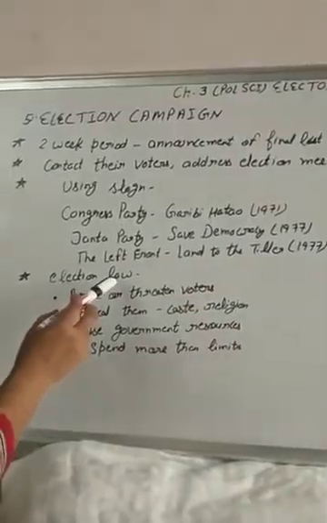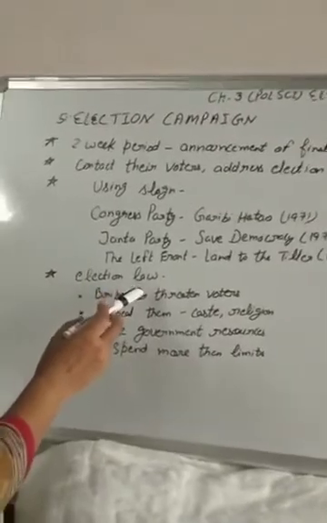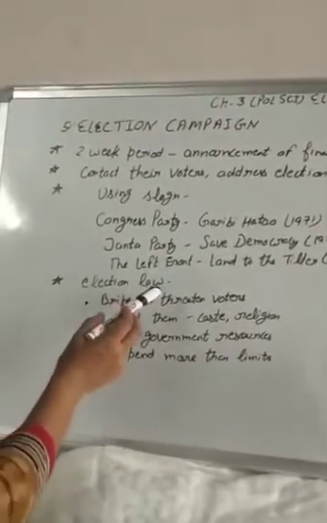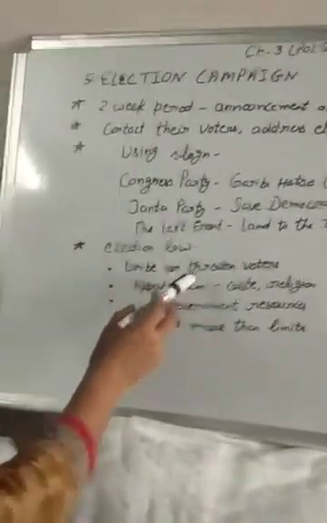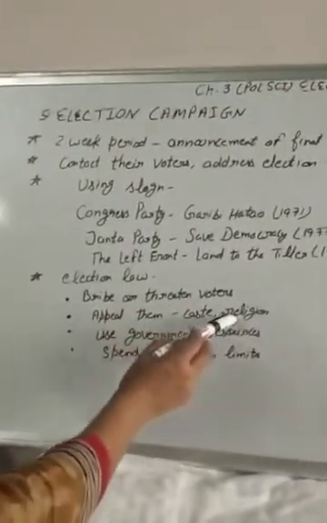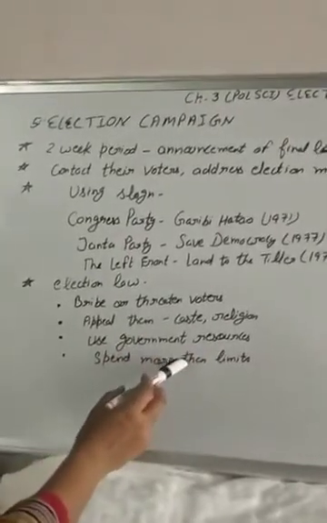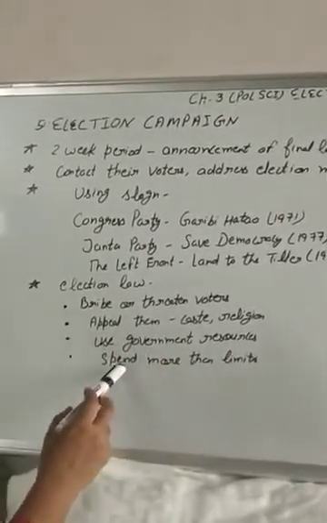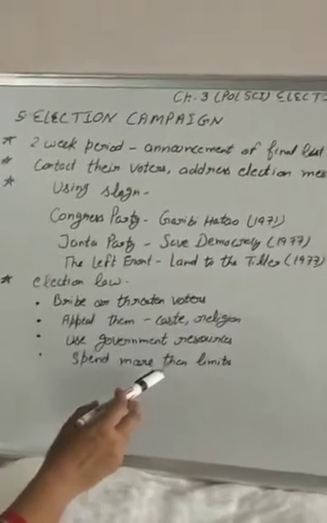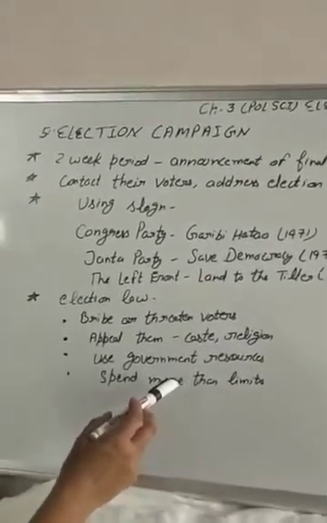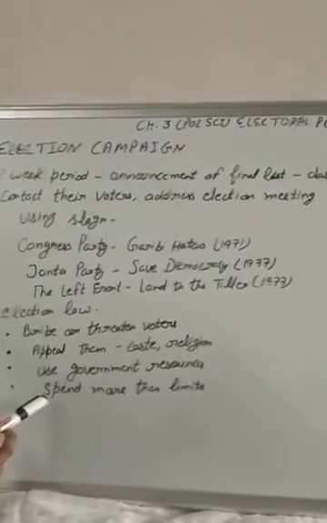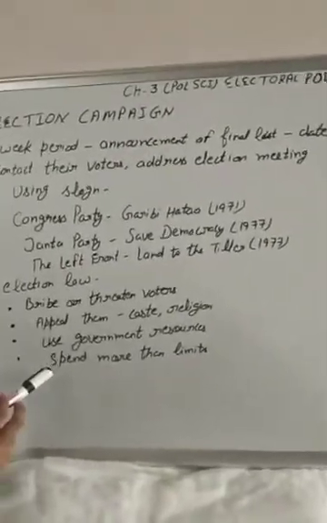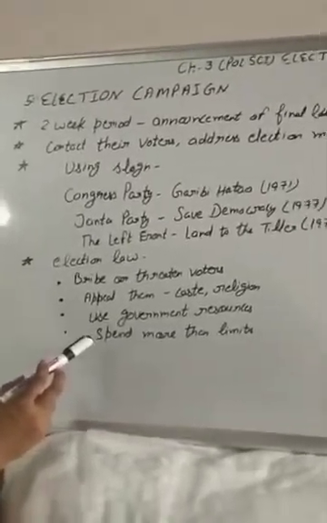According to election law, all parties and candidates shall avoid all activities which are corrupt practices, such as bribing or threatening voters, appealing to them in the name of caste or religion, using government resources for the election campaign, and spending more than the limit specified for the Lok Sabha election and for the assembly election. For the Lok Sabha election, the expenditure can be between rupees 54 lakh and 70 lakh. And for the assembly election, it can be between 20 lakh rupees and 28 lakh rupees.